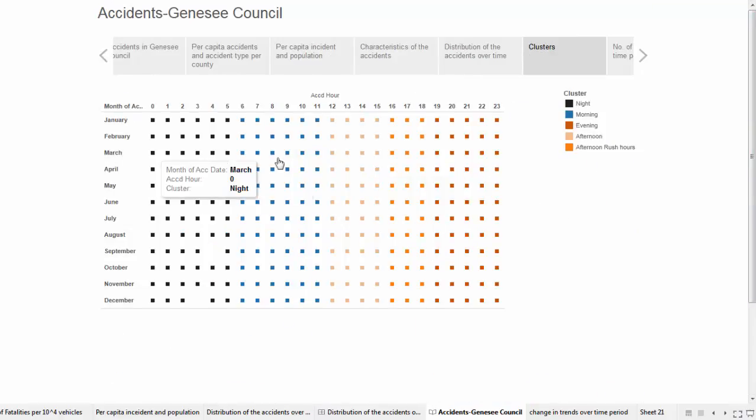We can see the same pattern throughout all the months for different time periods. We can see that the accidents which have happened between midnight and 5 a.m. are in one cluster, then 6 to 11 are in the morning cluster, 12 to 15 in the afternoon, then afternoon rush hours, and then the evening cluster. So there is a consistent pattern throughout all the months for different time periods.